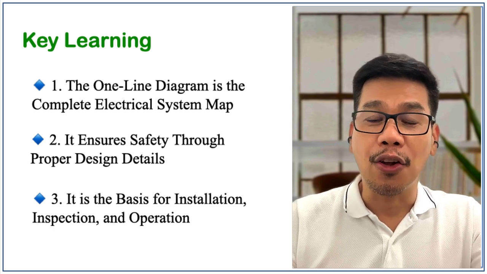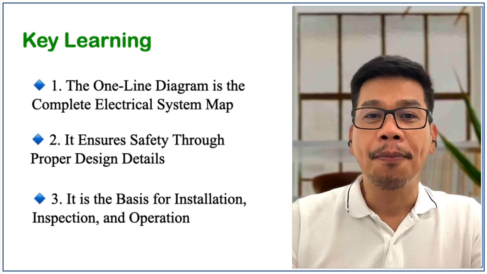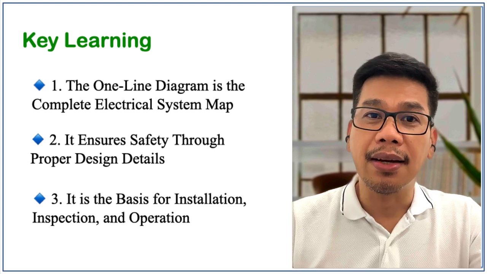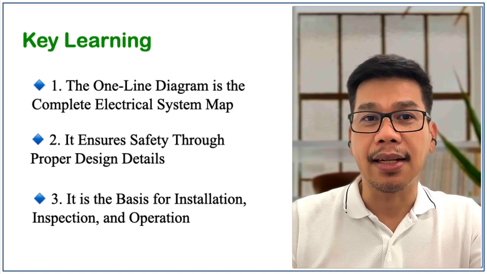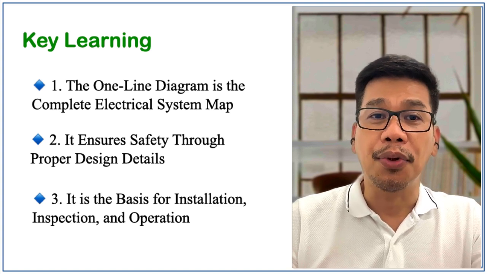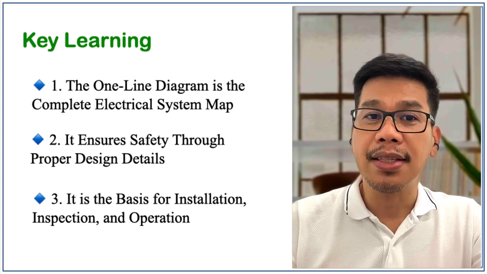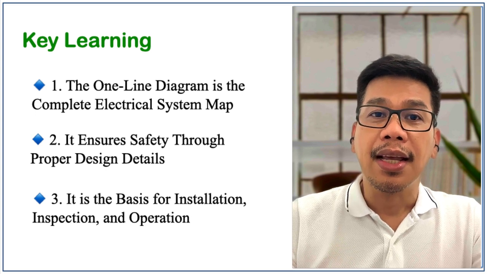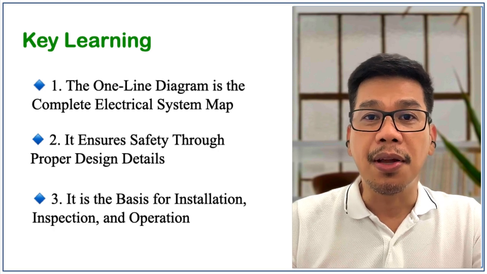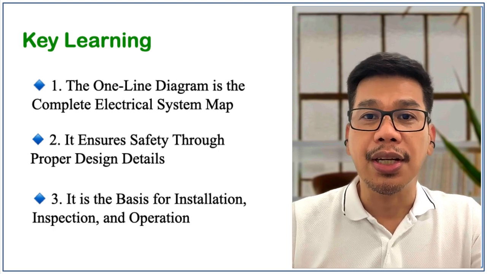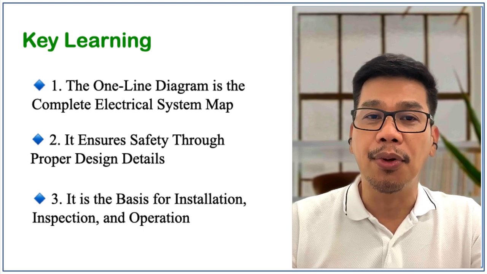The one-line diagram is the complete electrical system map. It shows the entire flow of power from source to loads, integrating all components into one clear and simplified representation. It ensures safety through proper design details. It verifies conductor sizing, protective devices, motor data, and grounding, ensuring that the system can operate safely and handle faults. And 3, it is the basis for installation, inspection, and operation. It serves as the main reference for engineers, electricians, and inspectors, ensuring that the system is correctly installed, compliant, and reliable.